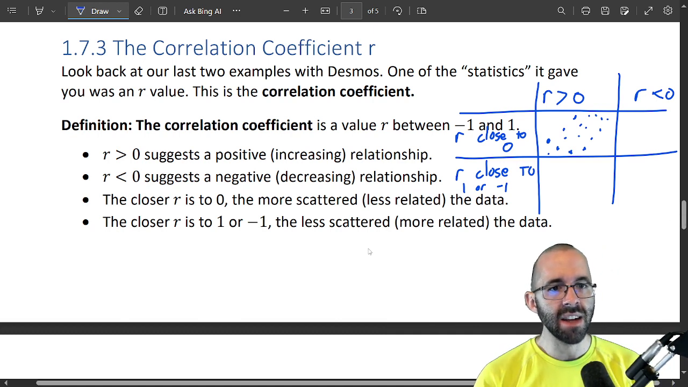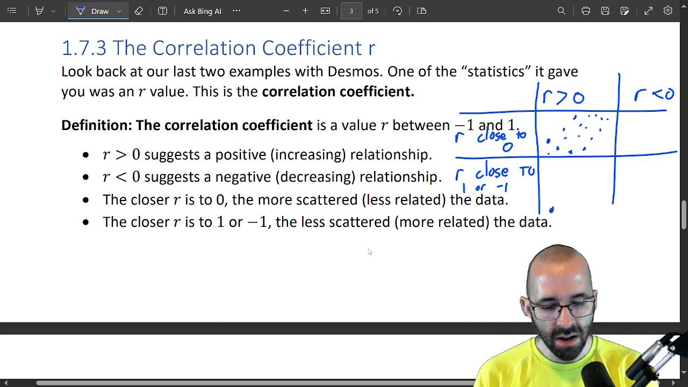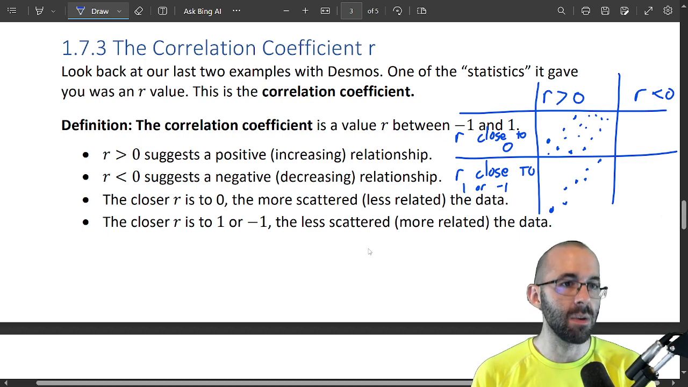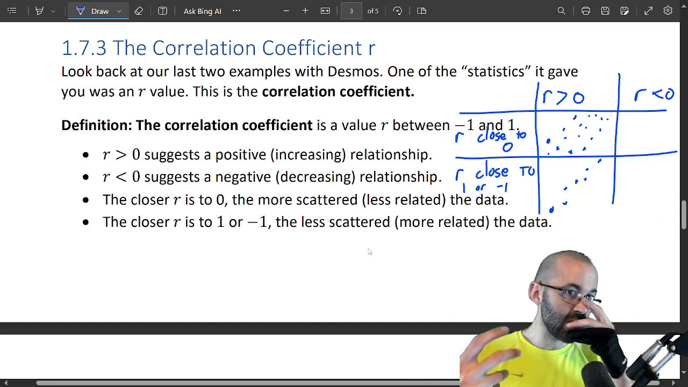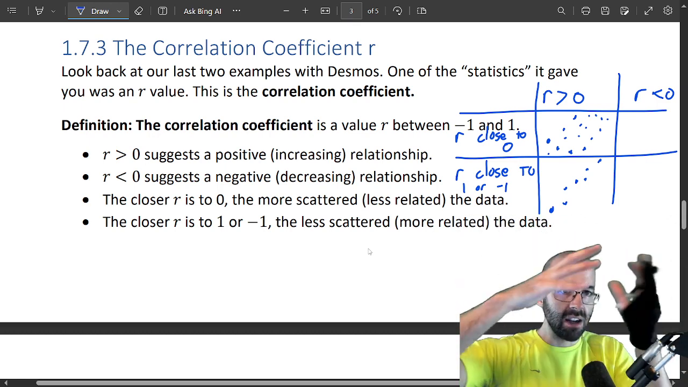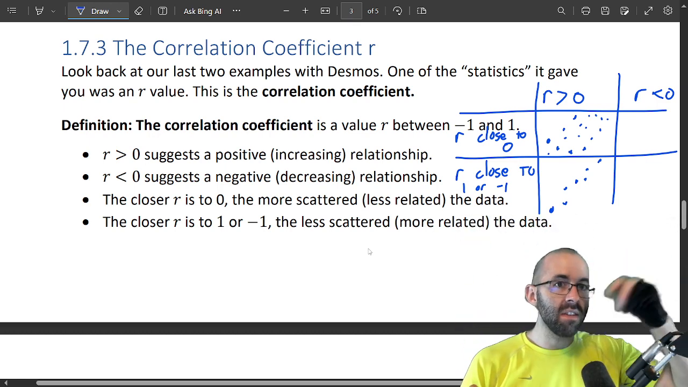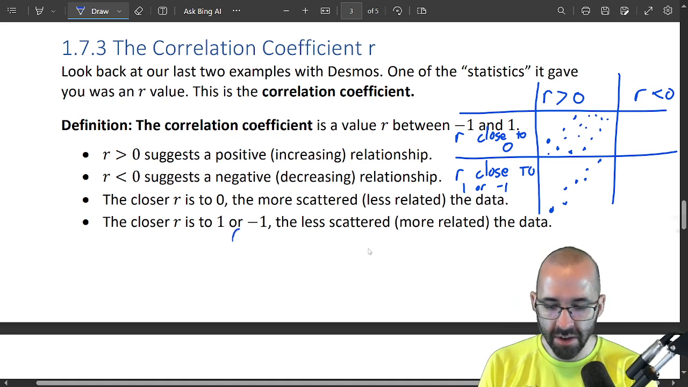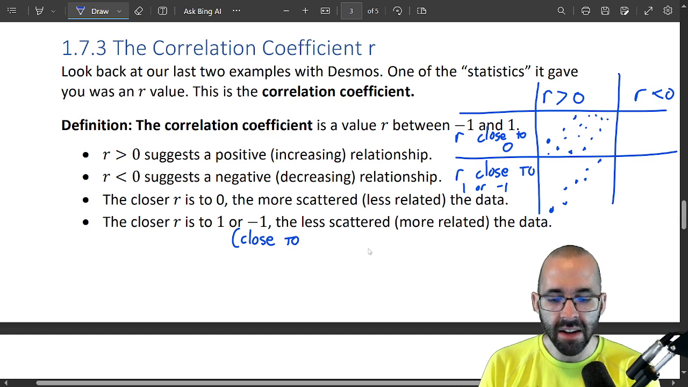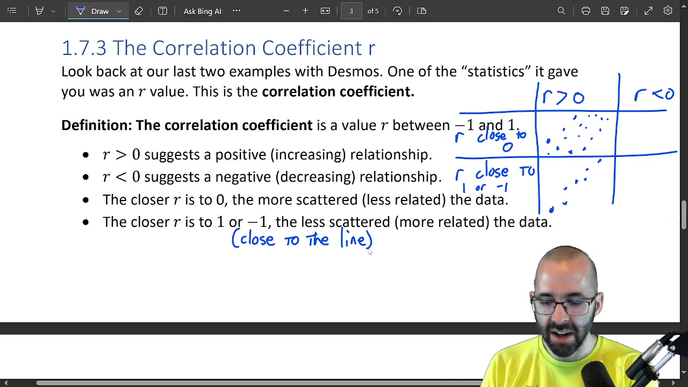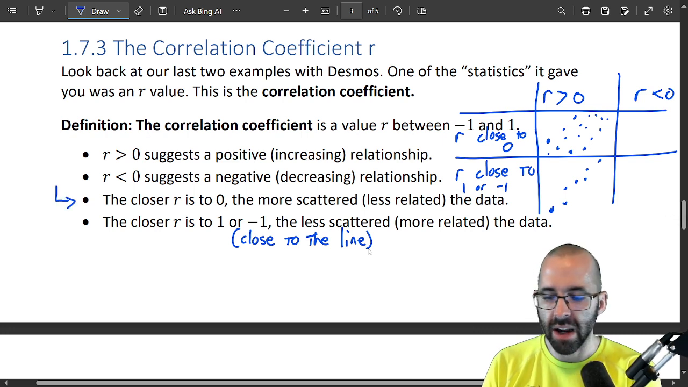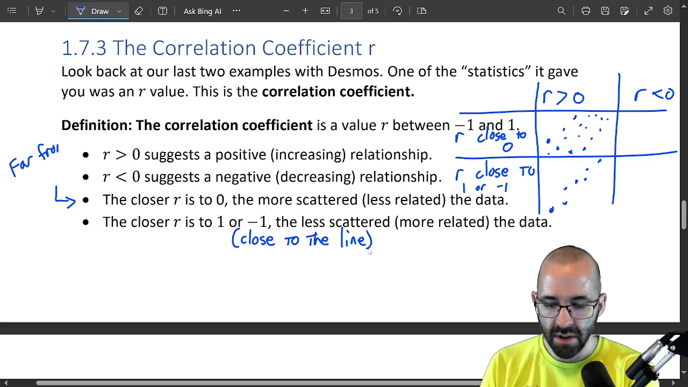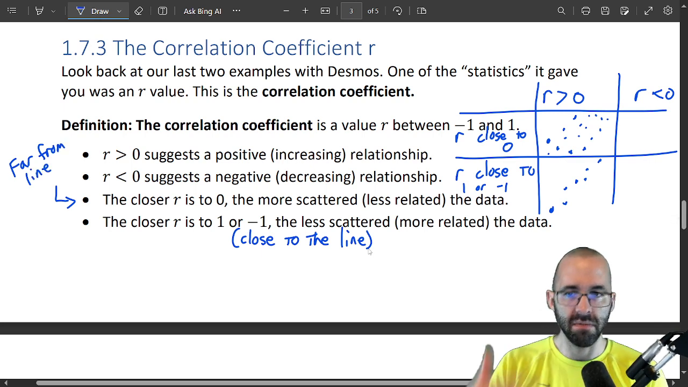Whereas if it's positive and the data is close to +1 or -1, now the data is still going up and to the right, and it's much more closely related. So when the R value is close to 0, it's very scattered, less related. Close to +1 or -1, it's very close to that line. This is really close to the line in this last case, but in the second to last case, it'd be lots of points far away. This is not a precise definition, but a way to think about it.